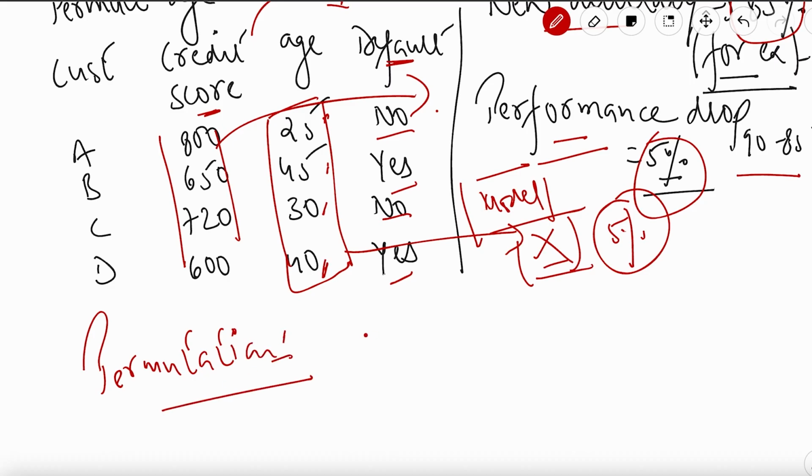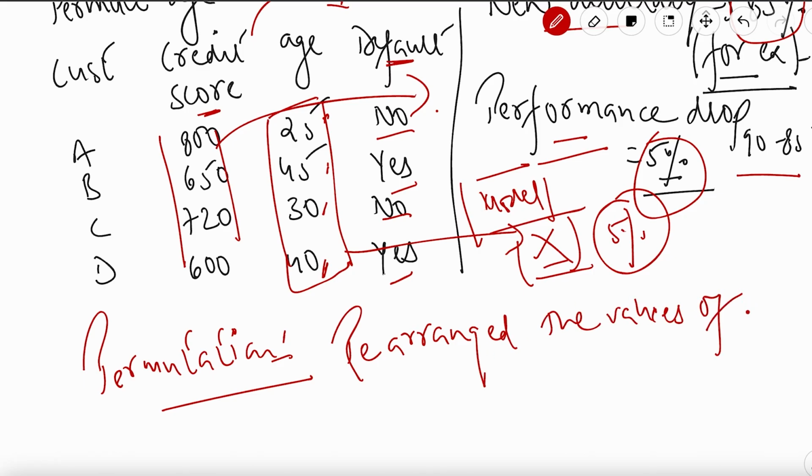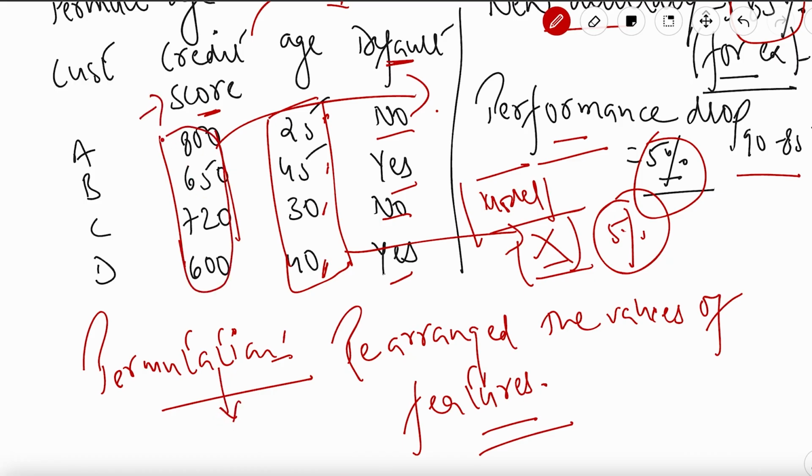Because we have rearranged the values of features, and permutation is about selection and arrangement. So we selected one feature and we rearranged its values. We tried with credit score and age, but we found out that credit score impacts the overall performance more as compared to age. So credit score is a feature that matters more to this model.